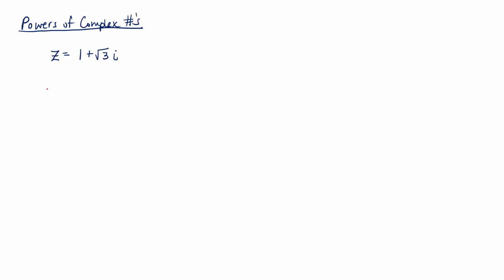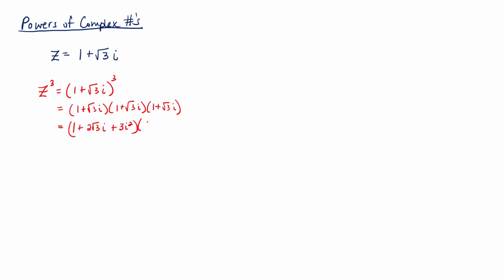If you wanted to raise it to, let's say, the third power, I would have to take that number and actually multiply it by itself 3 times. Right? I would write it out like this. And I can only multiply 2 numbers at a time, so let me start with the first two. That would turn into 1 plus 2 root 3i plus 3i squared. Right? And I'd still be multiplying that by 1 plus root 3i. Can you imagine what this would be like if I had to do 8 of them?